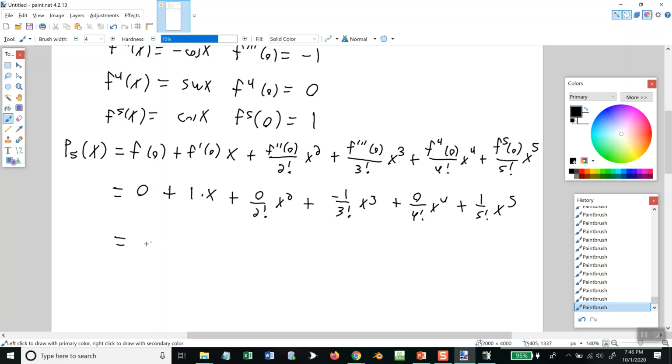That 0 drops away. 1 times x is x. 0 drops away, minus 3 factorial is 1 times 2 times 3, which is 6. So that's minus 1 over 6 x to the third. That drops away because it's 0 on top. Plus 5 factorial, I think it's 120, but I'm probably wrong. 20, 60, 100, okay. 1 over 120 x to the fifth.